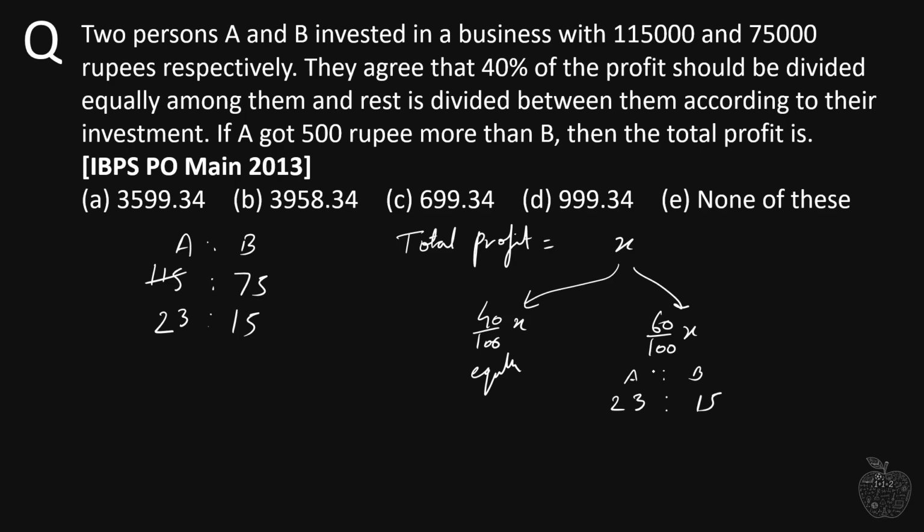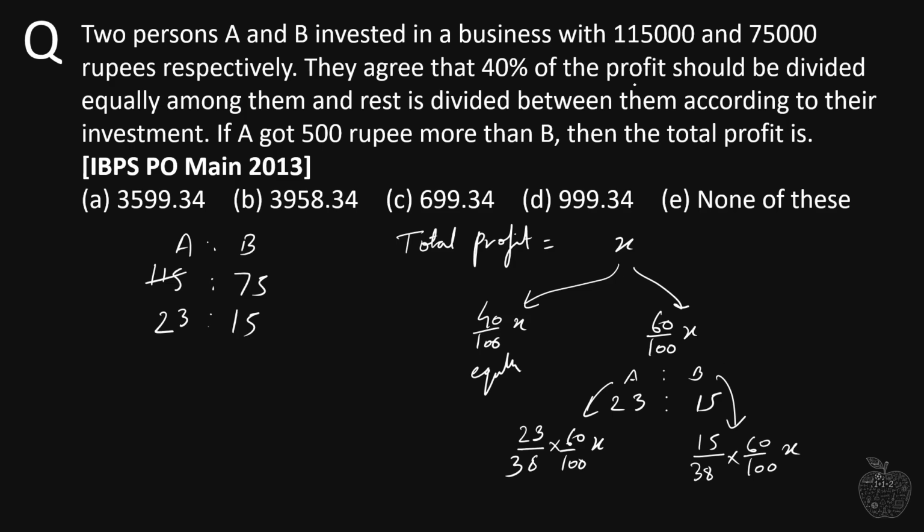All right, this much is clear. So from this we can calculate A's share here. We have learned this in ratio: to calculate the share of A, we take the ratio of A, which is 23, divided by the total ratio. So 23 plus 15 here will be 38, and 23 by 38 of what? 60% of X. And this is A's share from the remaining profit. Similarly, we can calculate B's share here. B's share will be the ratio of B, which is 15, divided by the total ratio, which is 38, of what? The remaining profit, which is 60% of X.